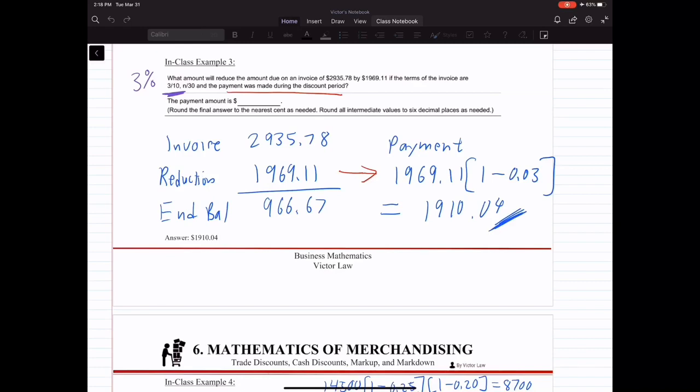So our actual payment is 1969.11 times 1 minus the discount rate. So 1969.11 times 1 minus the 3%. Therefore, our payment is 1910.04. So we made a payment of 1910 and that reduced the debt by 1969 because we paid earlier on this partial payment. And the rest, 966, there is no discount on it. So the rest is due within the 30 days.